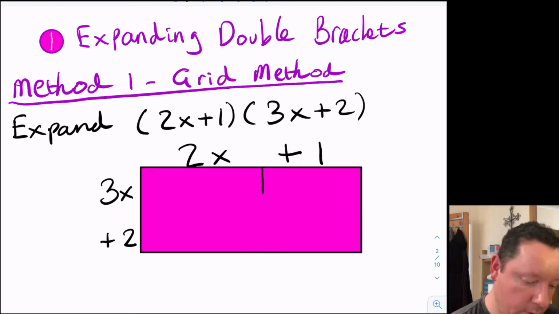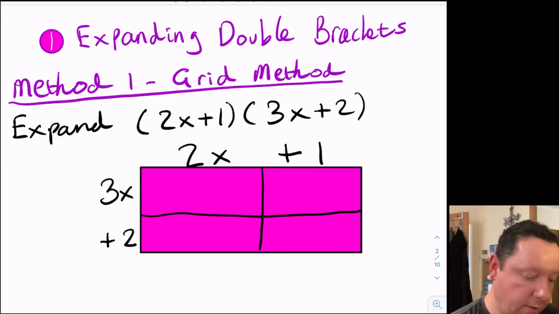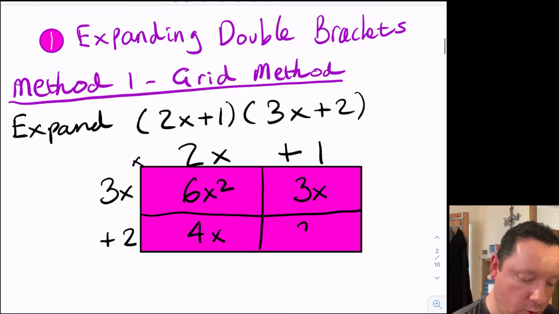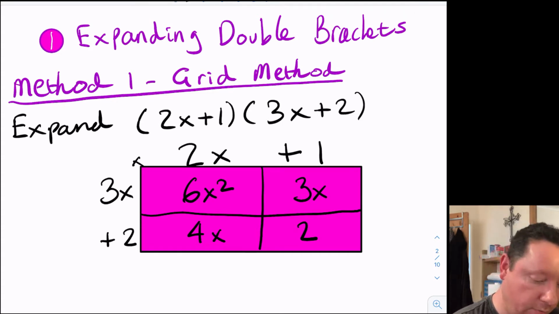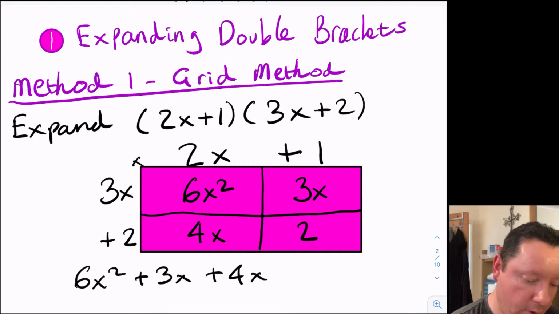Now if I split my box up, like so, then all we need to do is times everything by everything else. So 3x times 2x is 6x squared. The next box is 3x times 1, that gives me 3x. The next box is 2 times 2x, which is 4x. And the last box is 2 times 1, which is 2. And just like when we do times in the grid method, when we're using numbers, we add up all our answers at the end. So the final answer will be 6x squared plus 3x plus 4x plus 2.